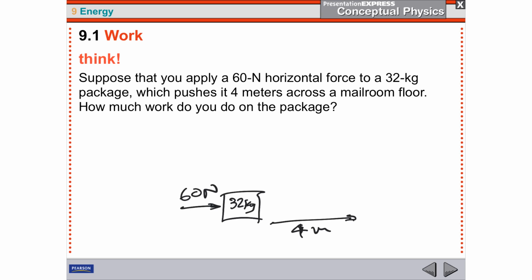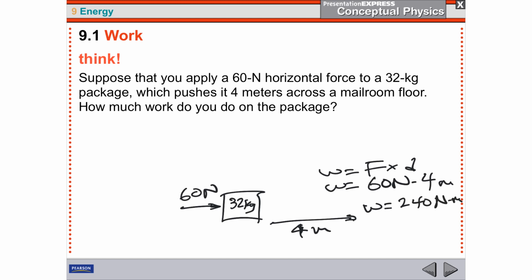Well, what's my formula for work? Work equals force times distance. So work equals, what's my force? 60 newtons times how far did I move it? 4 meters. So what's my magnitude of my work? 60 times 4, work equals 240. And what are my units? Newtons times meters. Well, what did I rename Newton meters? Work is equal to 240 joules. So I've done 240 joules of work on that box.